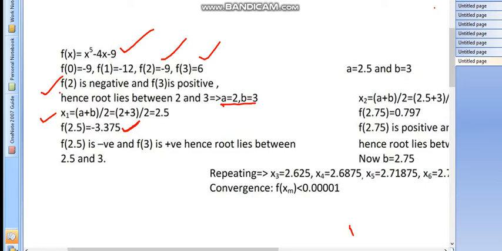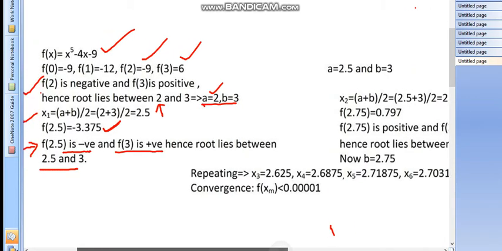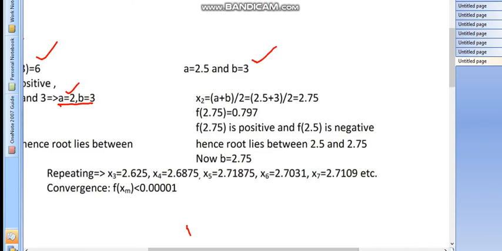Now, f of 2.5 is negative and f of 3 is positive, hence the root lies between 2.5 and 3, because initially we assumed the negative value at x equal to 2 and took a equal to 2 as one of the boundary points of the interval. But in this case, we have found that f of 2.5 is also negative. So f of x equal to 0 will be in between 2.5 and 3. Then we have to replace a with 2.5 and b equal to 3.